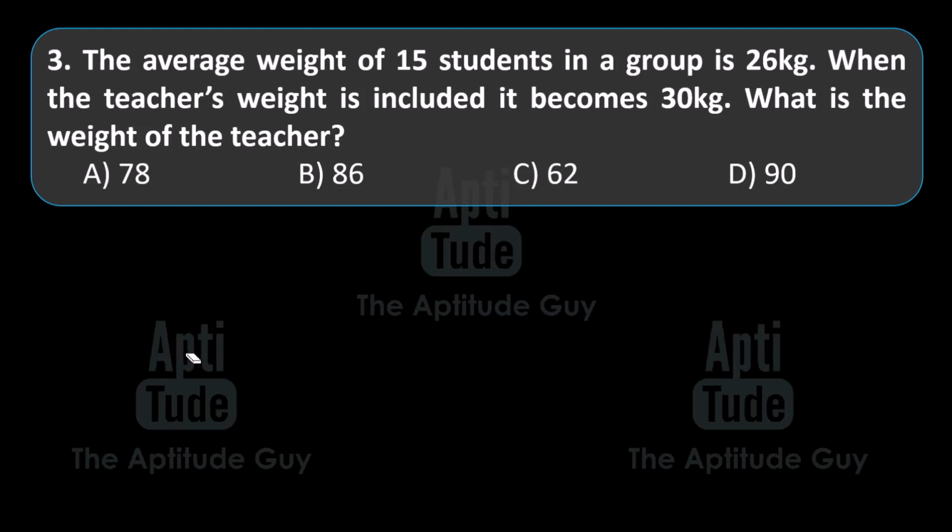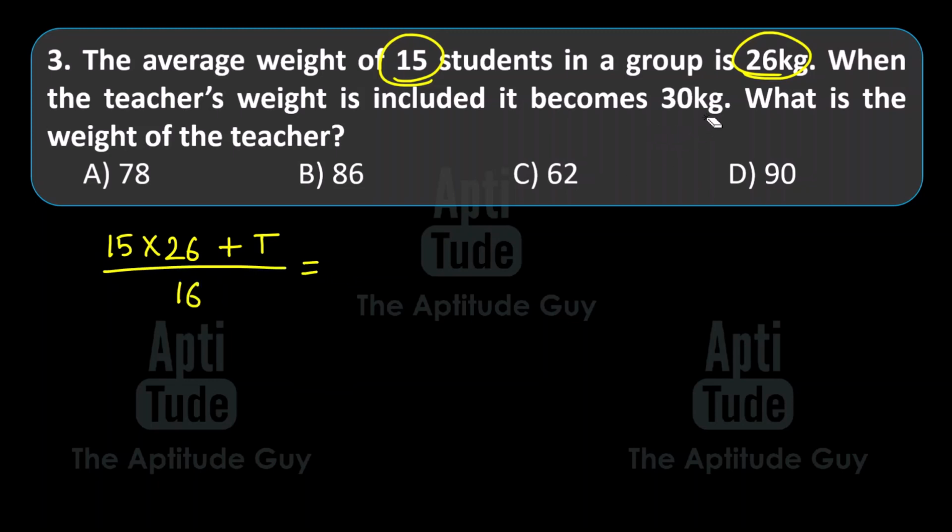Now, how to actually solve this? We have 15 students, their average is 26. So if I ask you what is the total weight of all the students over here, the total weight is 15 into 26. This is the total weight of all the students. And then the teacher's weight is included. So plus the teacher's weight. Now how many people are there? Initially we had 15 people. Now we have one more person. So we have 16 people. So this divided by 16. This is equal to the new average. The new average is 30.